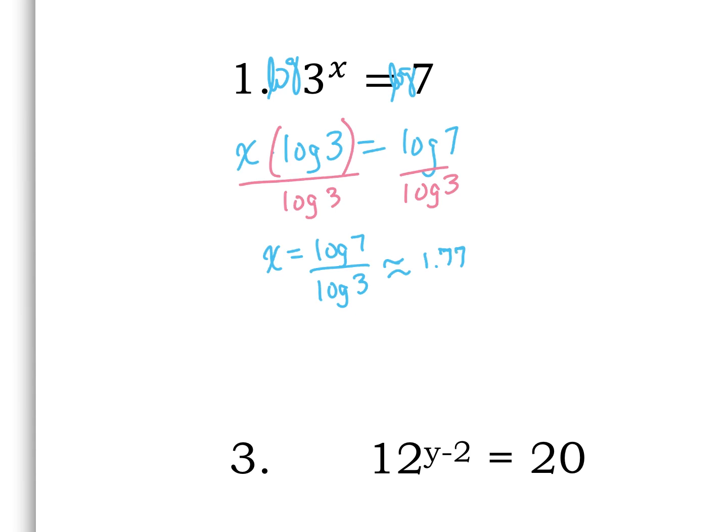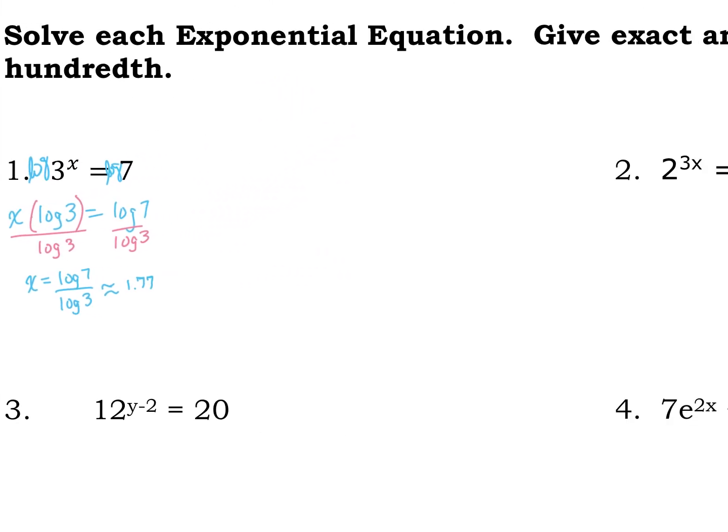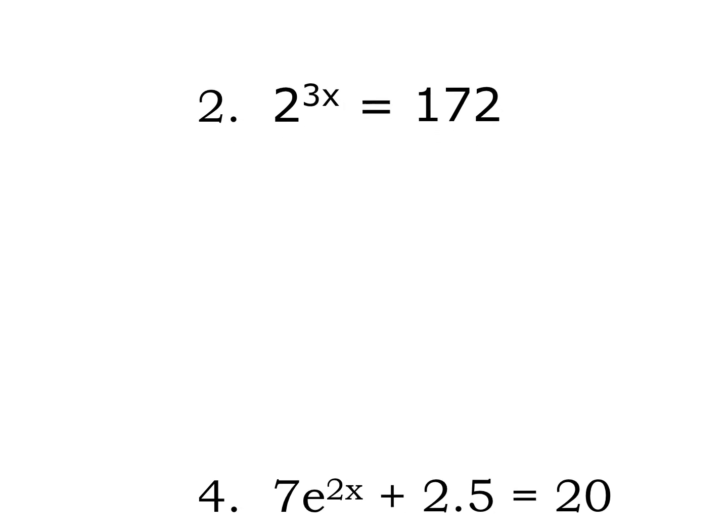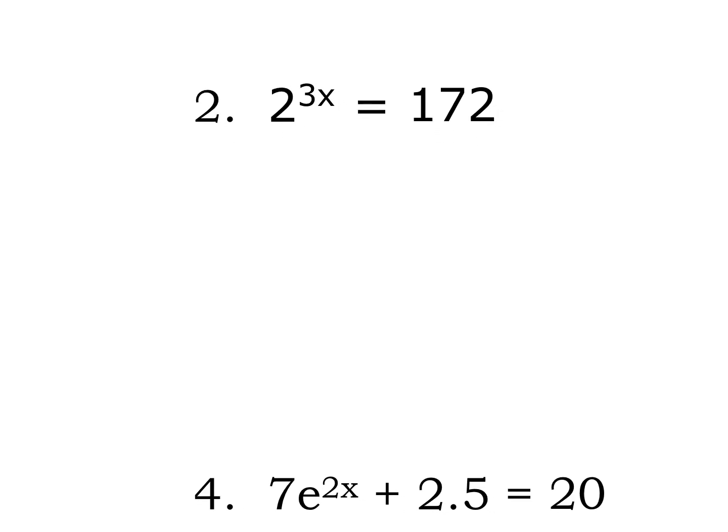All right, let's look at some other examples here. On this one as well, if you notice, we cannot rewrite using 2 to a power. So we are going to take the log of both sides. And then we're going to drop that 3x right out in front. So we get 3x times the log of 2 is equal to the log of 172.